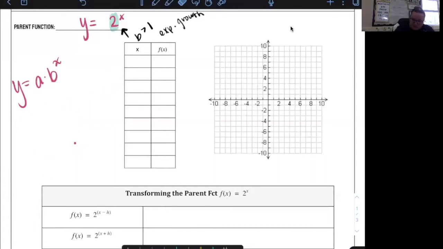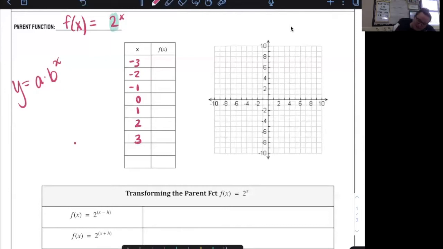All right. So we're going to take y equals 2 to the x. And since we're Algebra 2 students, why don't we use function notation? f of x equals 2 to the x. And let's plug in some values. Let's do like -3 to +3.